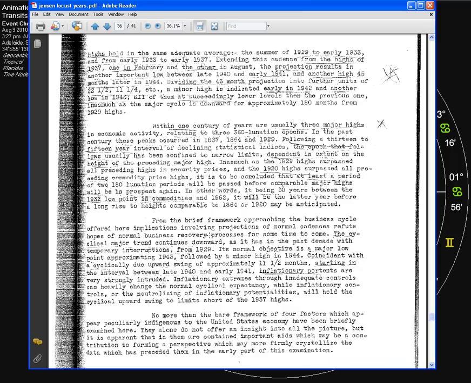From the brief framework approaching the business cycle offered here, implications involving projection of normal cadences refute cyclical major trend continues downward, as it has in the past decade with temporary interruptions. From 1929, its normal objective is a major low point approximating 1943, followed by a minor high in 1944, coincident with a cyclically due upward swing of approximately 11.5 months, starting in the interval between late 1940 and 41.